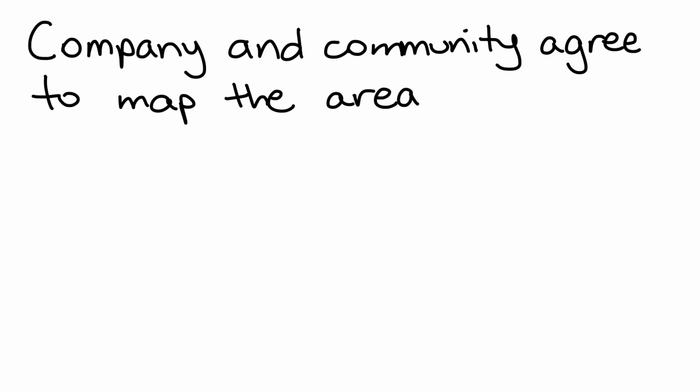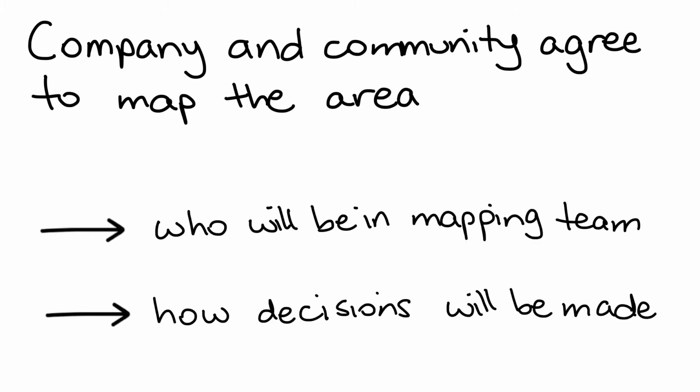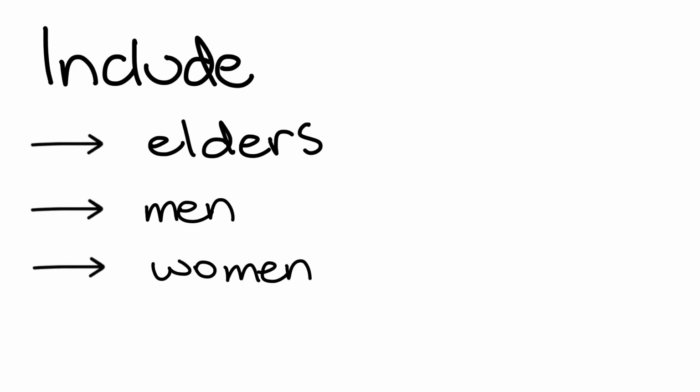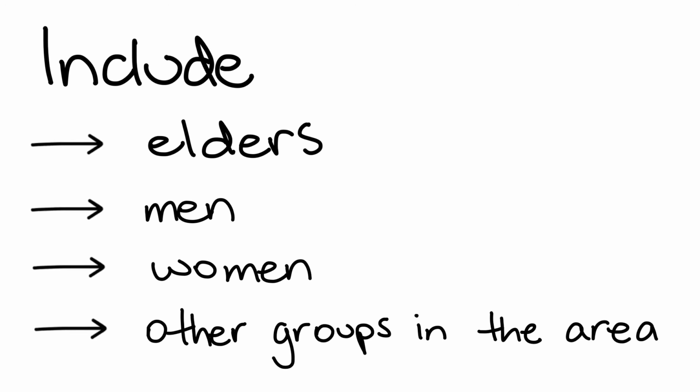Step 1. The company and the community agree to map the area. This includes who will be in the mapping team and how decisions will be made. The community will need to include elders who know the local history and culture, both men and women, as they use the land differently, and any other groups in the area whose land overlaps.